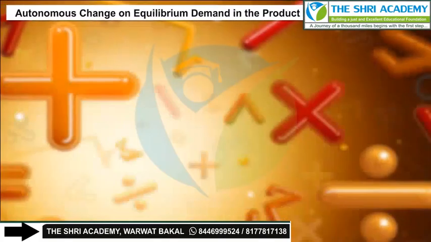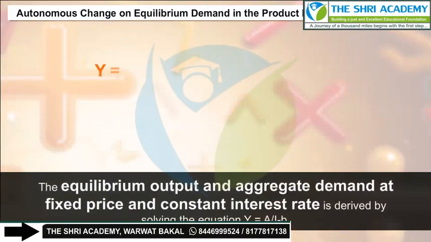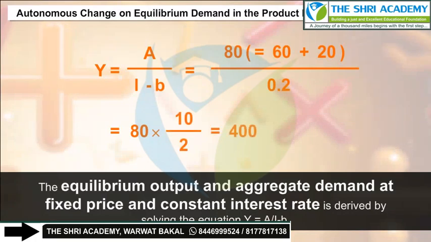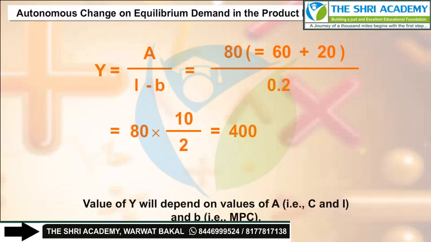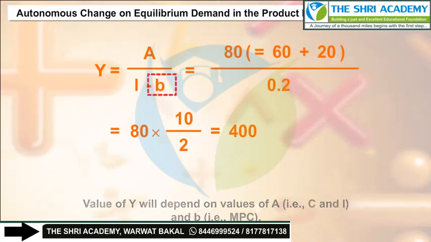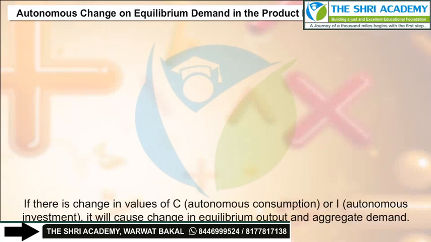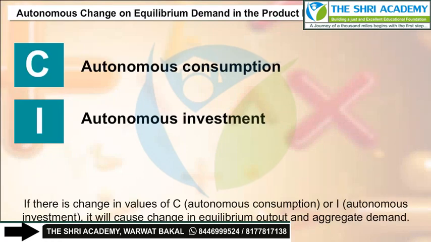Autonomous change on equilibrium demand in the product market. The equilibrium output and aggregate demand at fixed price and constant interest rate is derived by solving the equation y = (a)/(1 − b). Clearly, the value of y will depend on the values of a, that is C and I, and b, that is MPC. Thus, if there is a change in the values of C, that is autonomous consumption, or I, autonomous investment, it will cause a change in equilibrium output and aggregate demand.